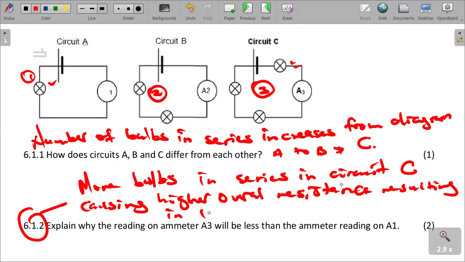And then we also have a smaller ammeter reading, resulting in a lower ammeter reading that we are seeing on A3, ammeter 3. That is why we have this difference. That is where the difference is coming from.